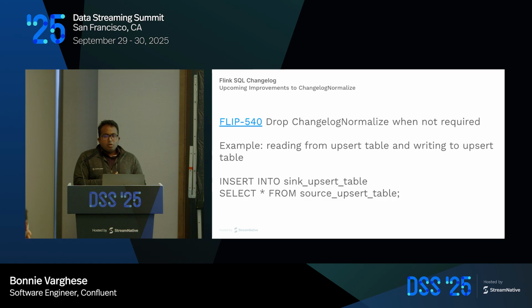As you can see, the changelog normalize node also tries to maintain a lot of state. This is probably one of the reasons why your state is blowing up in your Flink application. FLIP-540 introduces some changes where they try to remove the changelog normalize node whenever it's not required. One such example is if you're reading from an upsert table and writing to an upsert only table, you probably don't need the full changelog mode. That is, you don't care about retract.